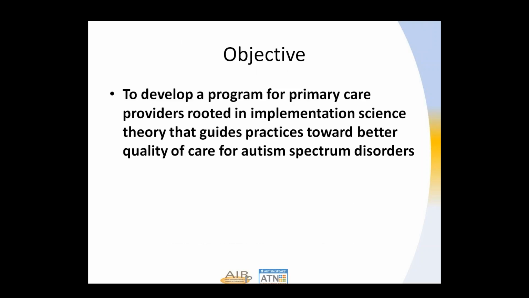So the objective for this research program is to develop a program for primary care providers rooted in implementation science theory that guides practices toward better quality of care for autism spectrum disorders. I know this sounds kind of vague, but what we're hoping to build are 3 or 4 specific things that we can implement in primary care to really change the kind of care and the capacity of care that primary care doctors can deliver.